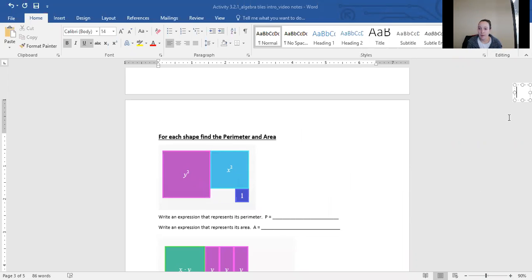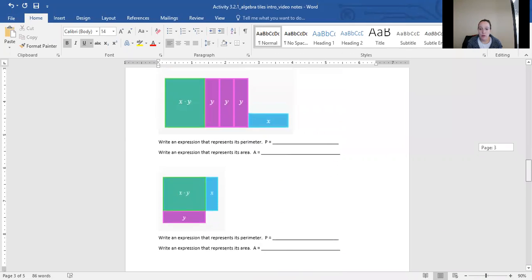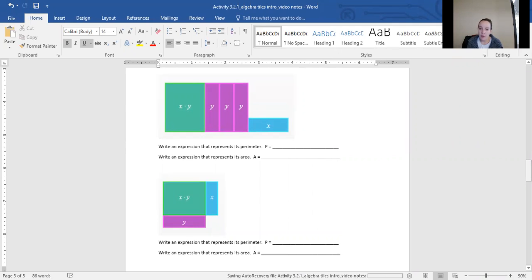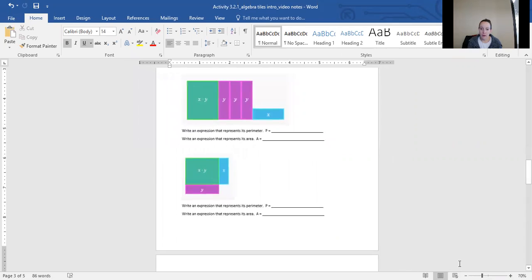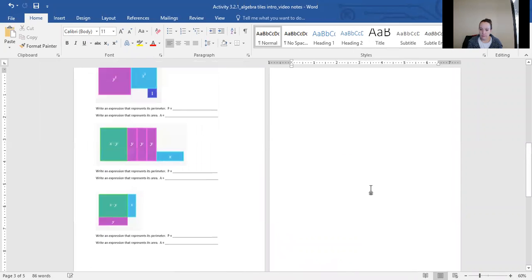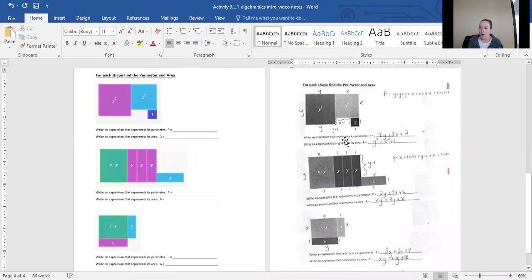for you. The challenge for you is to finish the next 2 shapes by yourself. Pause the video here and see if you can find the perimeter and the area of each one of these shapes. All right, welcome back. So let's talk about this. So the picture on the right is what your work should be looking like. And you can pause the video here and really focus on what it is that you need to focus on and make sure your answers look correct.